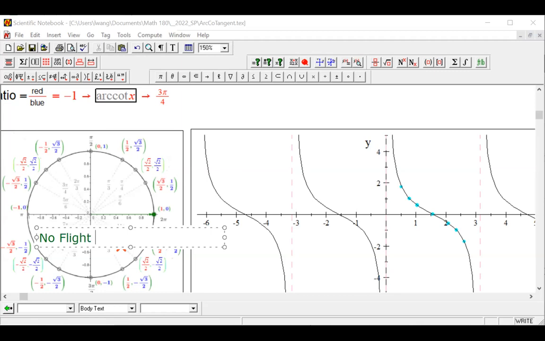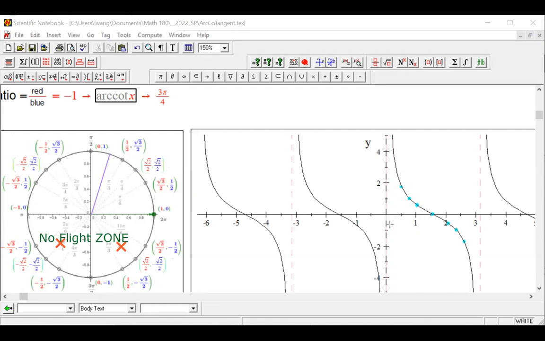No-fly zone. So when we measure our angles from the standard position counterclockwise, from a little bit larger than 0, not including 0, we can only get to pi, not over pi. So from 0 to pi. So the angle we get, the arc length we get, which is the horizontal measurement, can only be between 0 and pi.